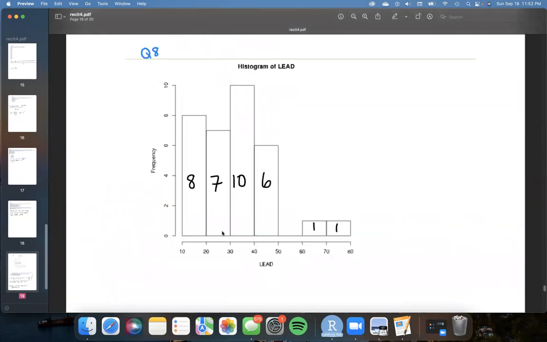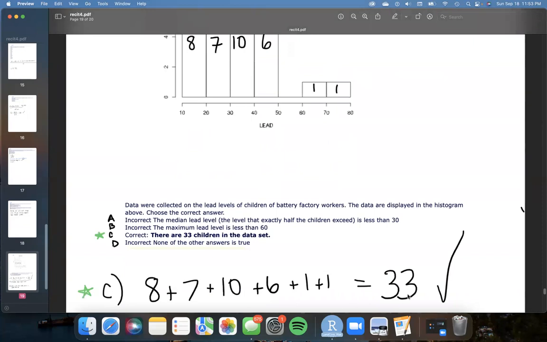How I did that was I just saw how many data points are in each bucket, and then added all that together. Here, 8 are from the 10 to 20 range, and then 7, and then 10, and then 6, and then 1, and then 1. When you add that together, you get 33. But now let's look at the other incorrect answers, and I'll explain why those are incorrect.